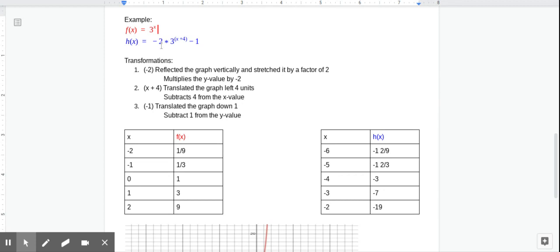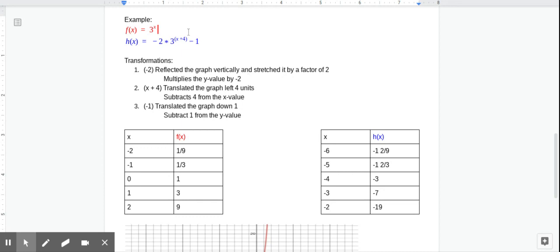Well, we can see that our a value is negative 2. So what does that mean, and what does it do? The negative 2 reflects the graph vertically and stretches it by a factor of 2. So in other words, it will multiply the y values by negative 2. Negative 1 for the reflection and 2 for the stretch.